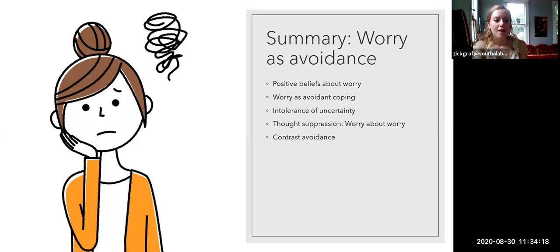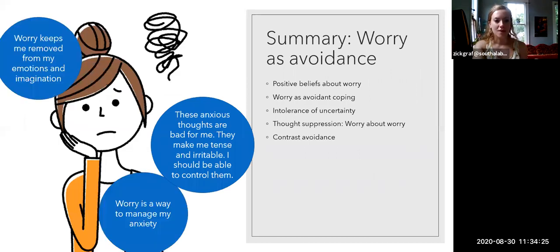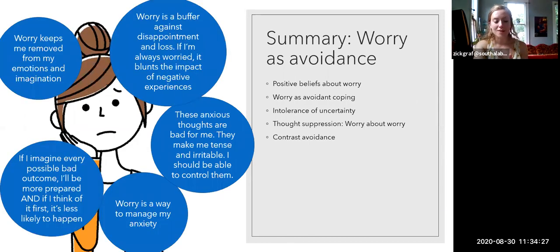So in summary, we talked about 5 ways that worry can function as an avoidance behavior. I'm going to challenge you to try to match these verbalizations of each of these 5 functions of worry to the way that worry can function as an avoidance behavior. And it's important to remember that even though some of these things seem contradictory, especially thought suppression and all of the other ones, people can engage in contradictory emotional regulation strategies.